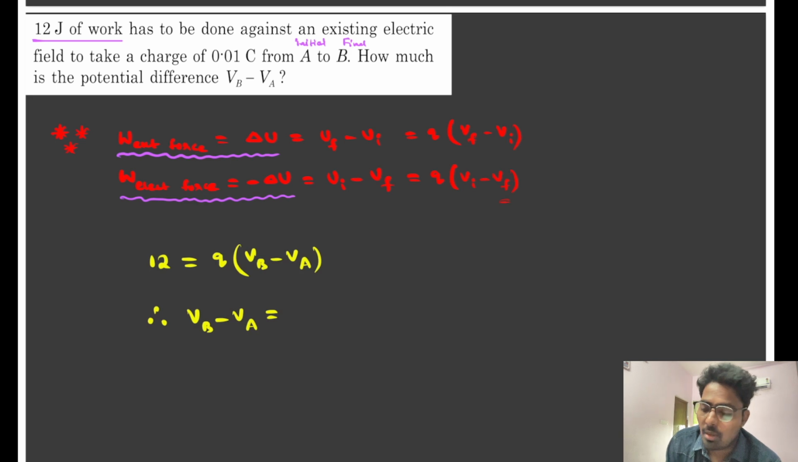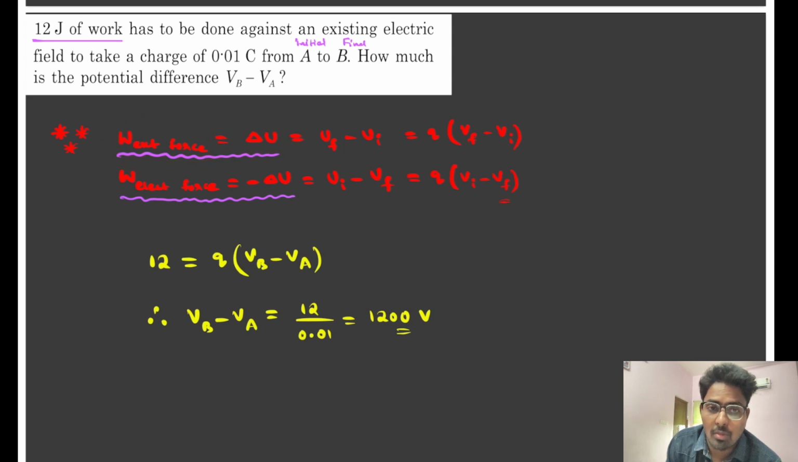Even if you miss the concept a bit, if you have a misconception with this negative sign, you will opt for the wrong option and lose your marks. So VB minus VA equals what? 12 divided by 0.01, which is nothing but 1200. This is nothing but 1200 volts. I hope this concept is also pretty much clear for you.